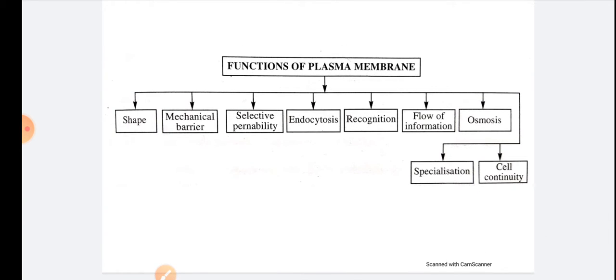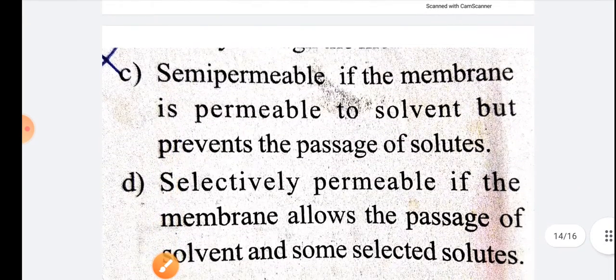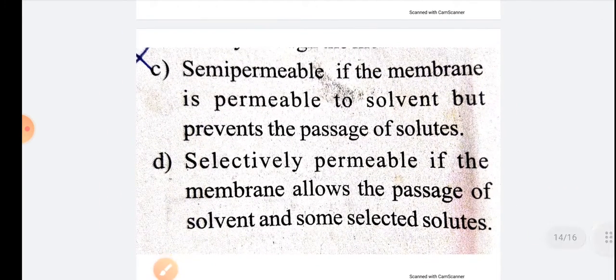Functions of cell membrane: mechanical barriers, selectivity, permeability, endocytosis, recognition, flow of information, osmosis, specialization and cell continuity. A semi-permeable membrane or selectively permeable membrane allows passage of solvent and some solutes.